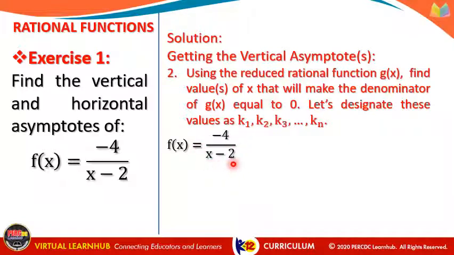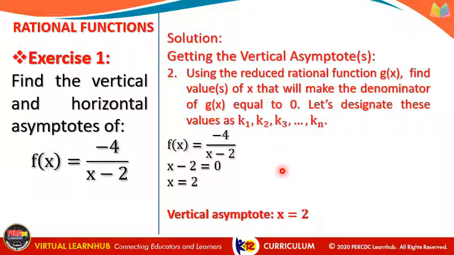Ano yung x na magpapa-0 sa x minus 2? Siyempre, in order to get that, i-equate lang natin yung x minus 2 sa 0. And then, of course, masosolve natin x equals 2. Okay? So, yun siya. Therefore, the vertical asymptote is x equals 2. So, yun lang. So, we now have our answer. So, our vertical asymptote is x equals 2.